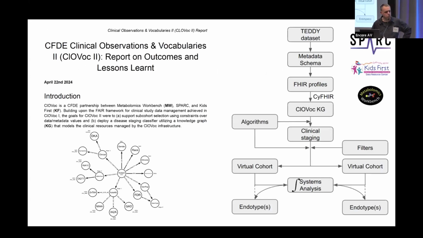The first one is CLOVOC, which is the CFDE's effort to generate a general way to handle clinical data. So in this case, CLOVOC is a collaboration between myself, Deanne Taylor at Kids First, and Shankar Subramaniam at Metabolomics Workbench. And we worked with the TEDDY dataset, TEDDY being the environmental determinants for diabetes in the young. And we used the TEDDY dataset, extracted the information from the codebook, from the dictionary.